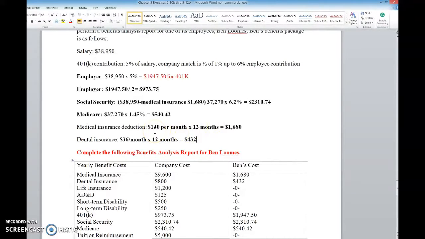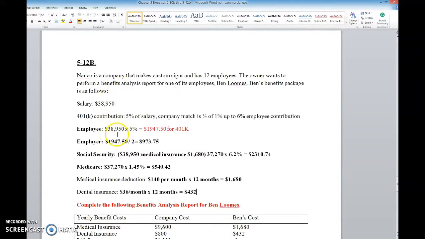that is going to be $1,680 because it's $140 per month times 12 months. His cost is $1,680. For dental insurance, it's $36 a month times 12 months. His dental insurance is $432. Life insurance, A&D, short-term disability, and long-term disability are given to us in the problem. For the 401k, we'll start with the employee side first. Ben contributes 5% of his annual wage. His annual salary is $38,950.